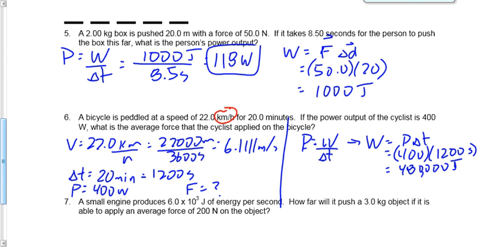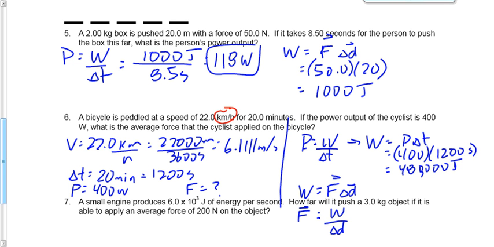Okay, that's not my final answer, right? But I got something. Now I have my work, and I want to find force. The only thing that I can think of is to say W is equal to F times D, but my problem is I don't know what D is. Anybody make a suggestion as to how I might find D here? The displacement? Ben, how'd you do it?